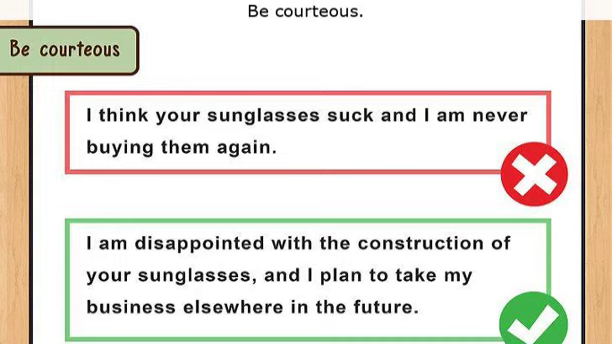Step 6. Be courteous. Even if you are writing with a complaint or concern, you can be courteous. Consider the recipient's position and offer to do whatever you can, within reason, to be accommodating and helpful. For example, a discourteous complaint might read, "I think your sunglasses suck and I am never buying them again." A courteous complaint might read, "I am disappointed with the construction of your sunglasses, and I plan to take my business elsewhere in the future."